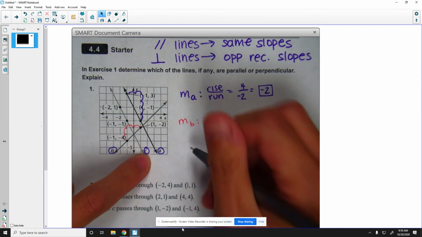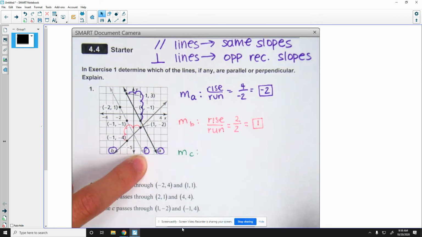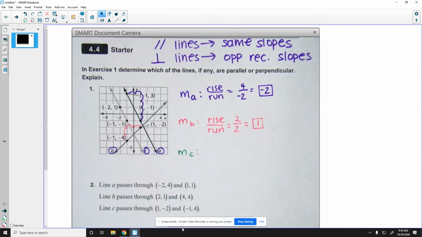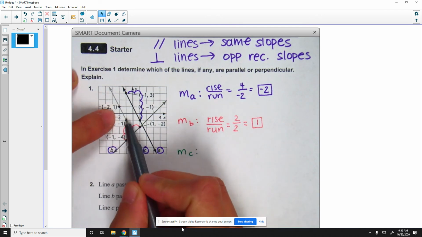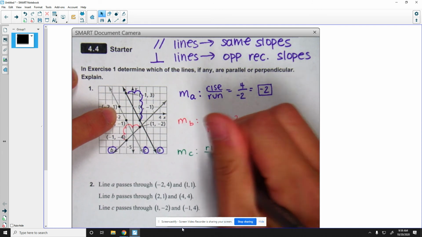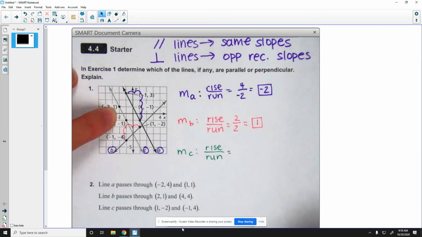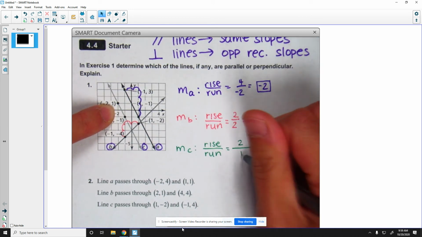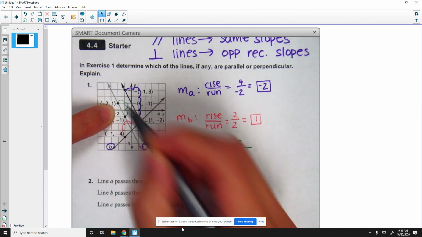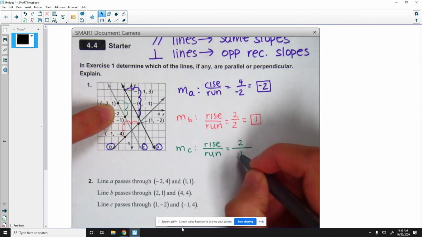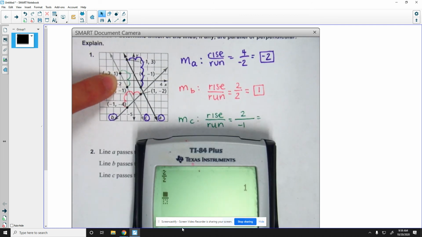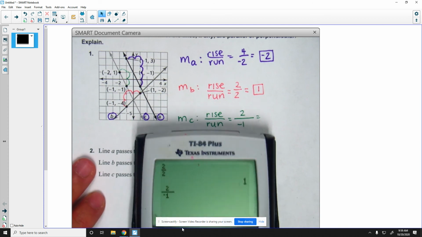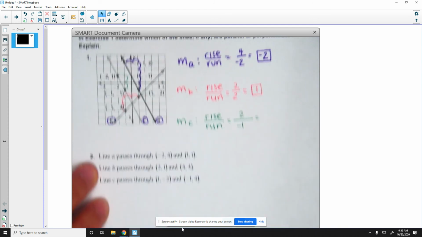Let's find the last one, letter C. Find the slope of C. Here are my two dots. I'm going to count rise over run. Can someone different raise their hand and tell us it's what over what? Ashlyn? 2 over 1. You just forgot something teeny tiny: -1, because you're going backwards. So 2 over -1. If you don't know what that is in your head, that's okay. That's why we have a calculator. No shame. It is -2.